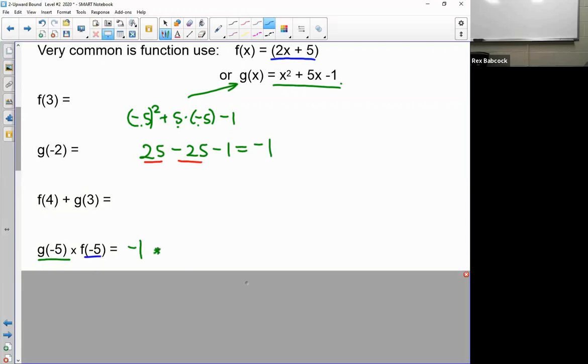f of -5. Well, now I'm looking at this function. 2 times -5 plus 5. That's -10 plus 5 equals -5. Negative times negative is a positive. 1 times 5 is 5.